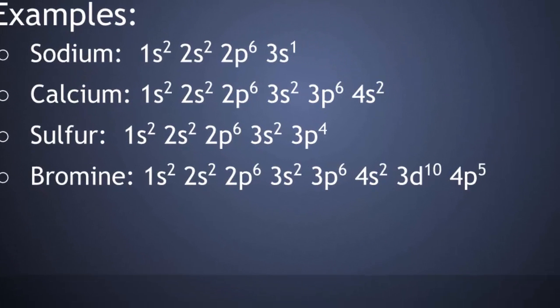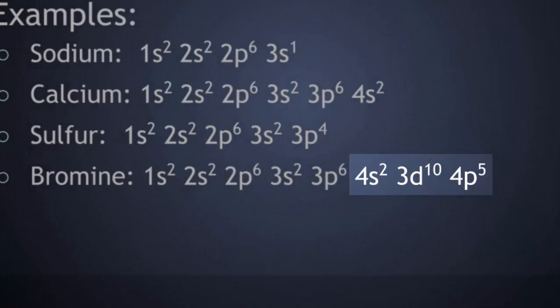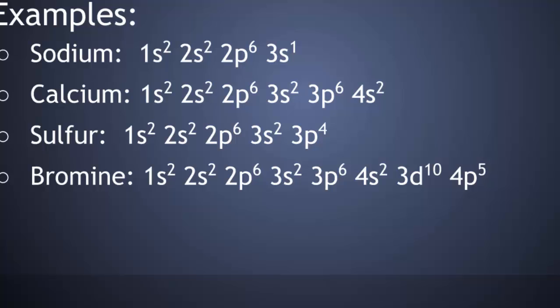Here's bromine: 1s2, 2s2, 2p6, 3s2, 3p6, 4s2, 3d10, 4p5. The highest number is 4. I'm going to take the 2 electrons in 4s and the 5 electrons in 4p. I do not touch the d electrons in 3d. First of all, 3d is technically on the 3rd energy level and not in the highest energy level, which is the 4th for bromine. And second of all, we don't count d or f electrons. So bromine only has 7.